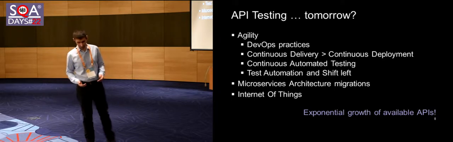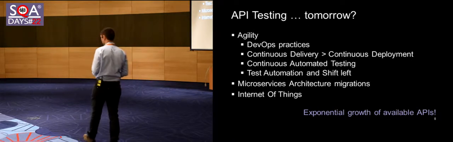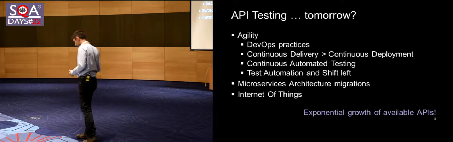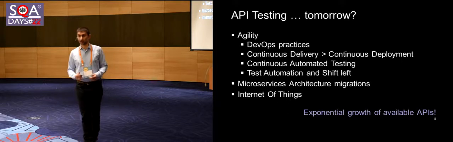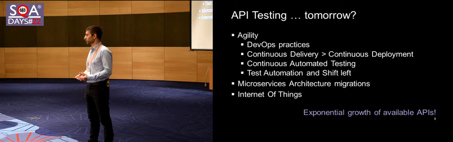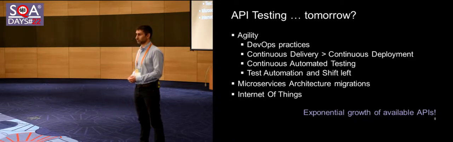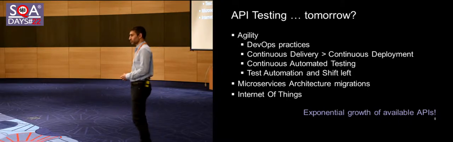But it's our world, so we need to cope with this. We need to release faster, and that means that we need to embrace this DevOps practice, but also continuous delivery and continuous deployment. So we moved from continuous integration. Anyone doing continuous integration? Okay, and the next stage, continuous delivery. Only one, two. Continuous deployment.